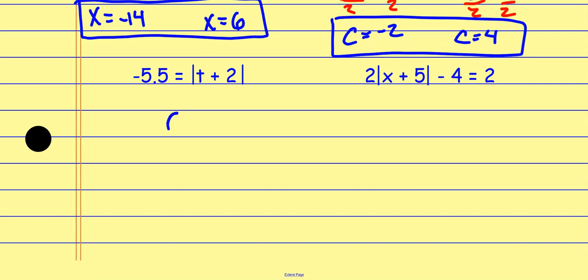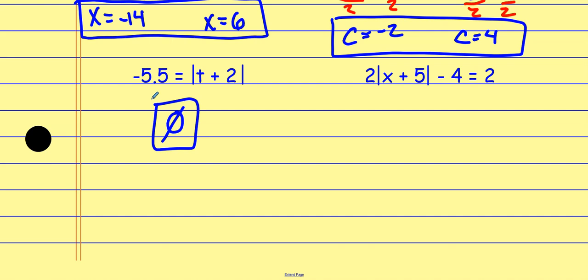The answer is no, so this one is no solution. Okay? So just watch out for that special case. The absolute value can't equal a negative. The absolute value is measuring how far from 0 we are. Well, we can't be negative 5.5 units away. We measure things as positives.